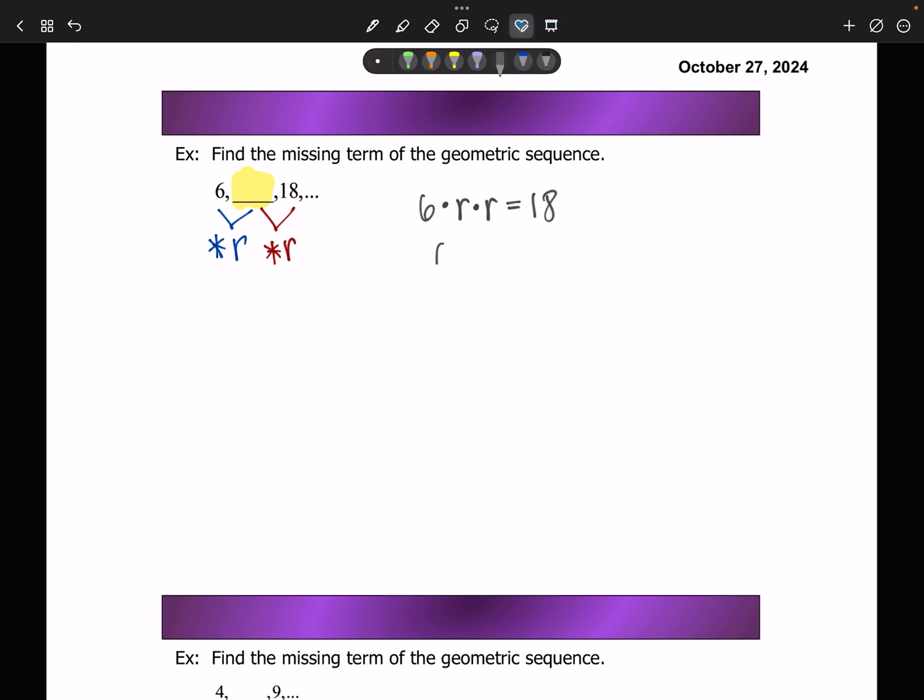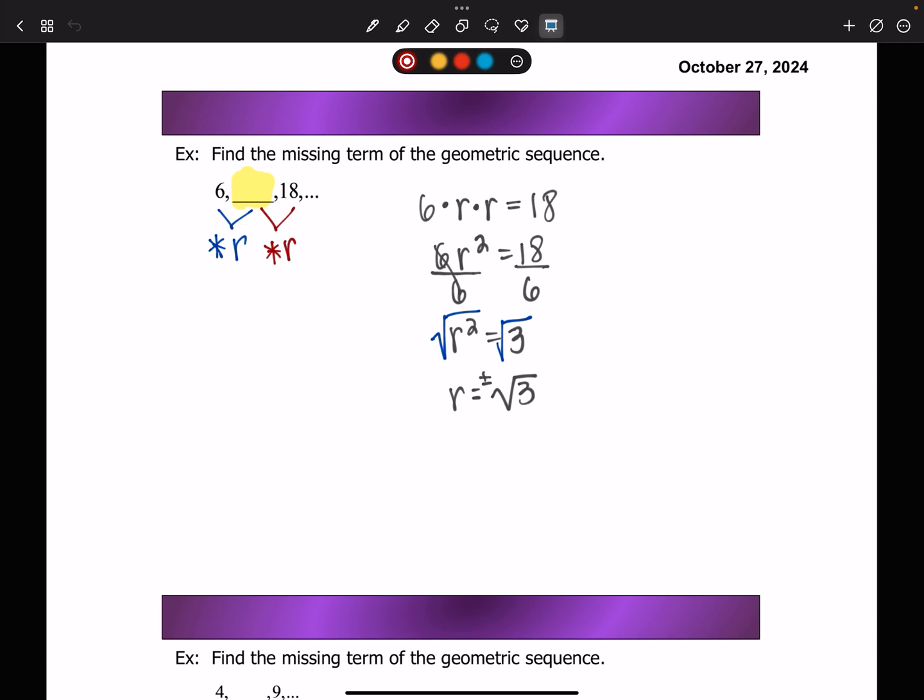So on the left-hand side, we have 6r squared is equal to 18. To solve for r, we divide both sides by 6, and we get r squared equals 3. I'm going to square root both sides, and I get r is equal to the square root of 3. Now, normally we have a plus or minus, but because we have a kind of an unknown, we're going to assume that we're talking about a positive common ratio. So we'll assume that r is equal to the square root of 3.